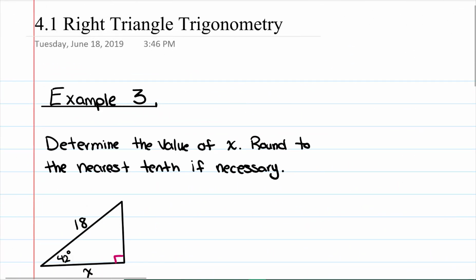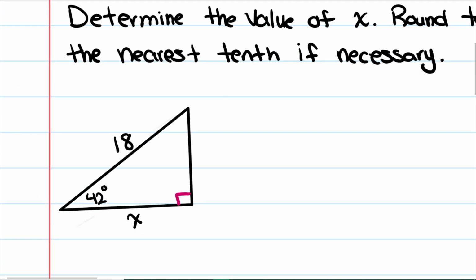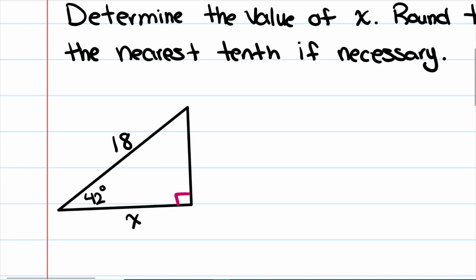4.1, example 3. In this example, we're going to determine the value of x, and we're going to round to the nearest tenth if necessary. So what the problem gives us is a triangle with an angle and two sides, and we want to solve for x. So our goal is to solve for that x. So what do we know? Let's write down the 3 things about a triangle that we could possibly know about.